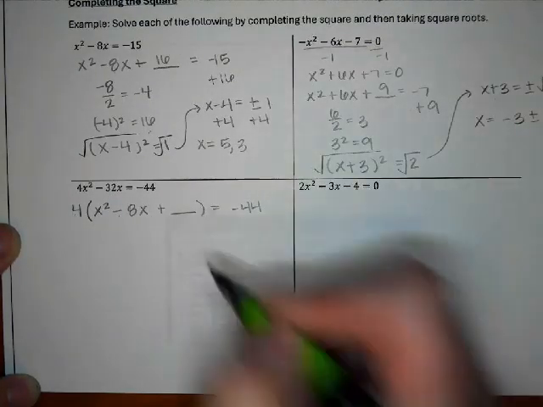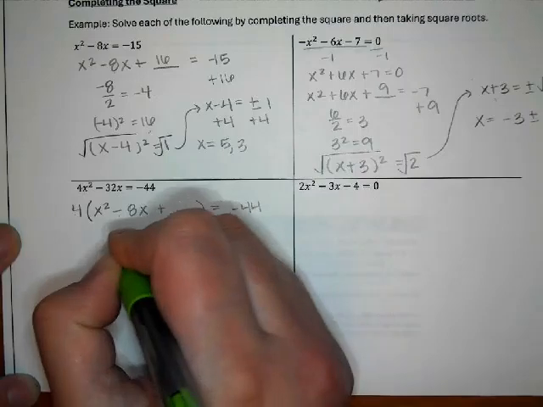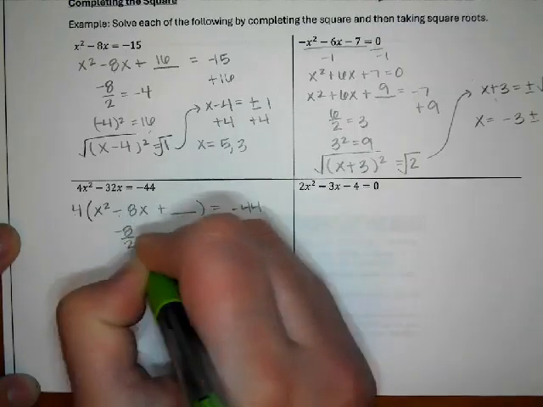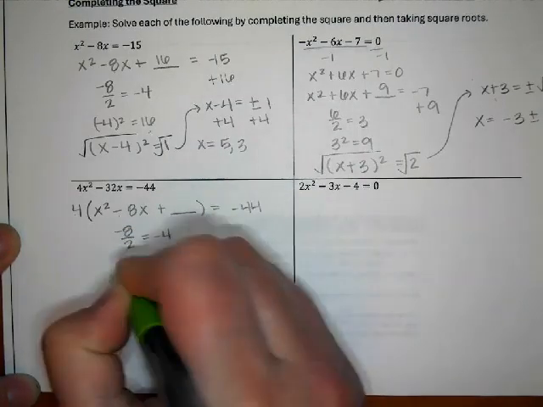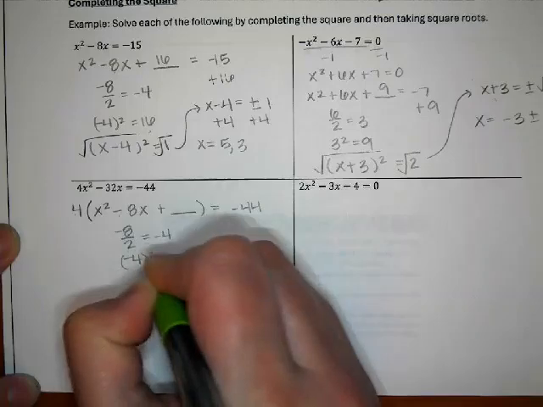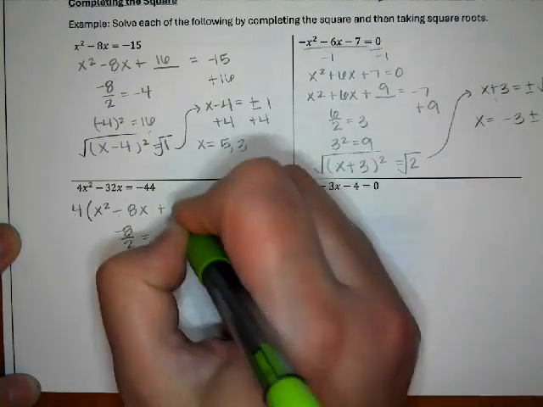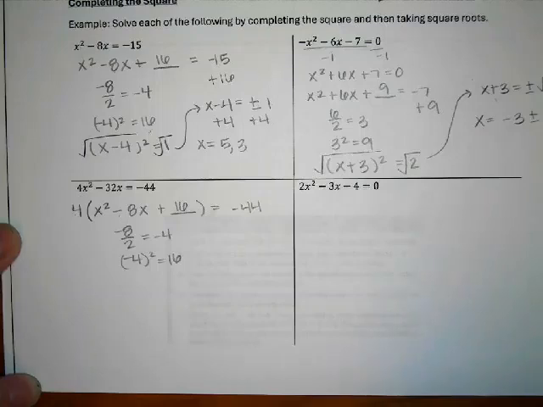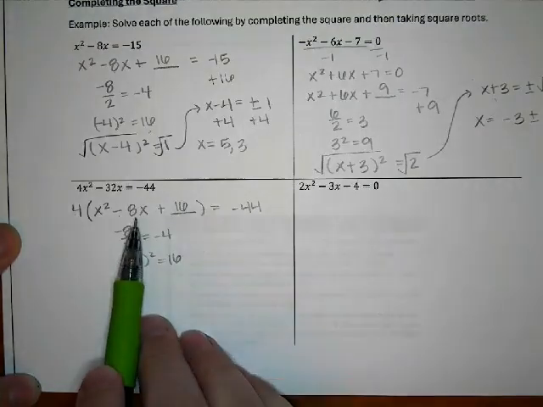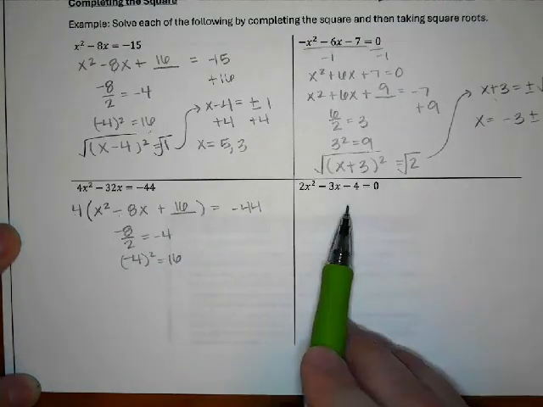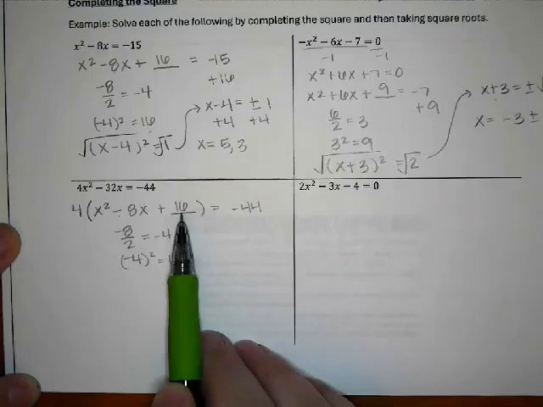All right, so now I'm going to go through the process. Negative 8 divided by 2 is negative 4. Negative 4 squared is 16. So the number that completes the square is 16. And I know that whatever I added to the left side, I have to add to the right side as well. But I didn't technically add 16 to the left side.